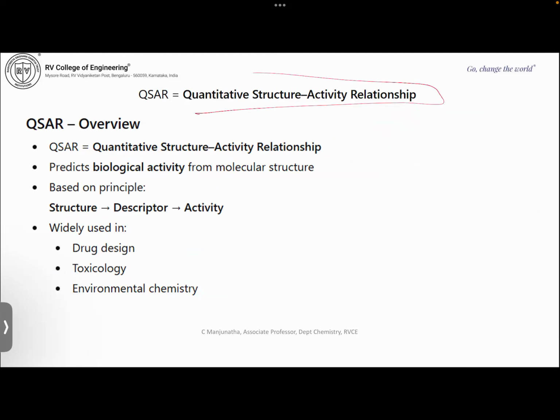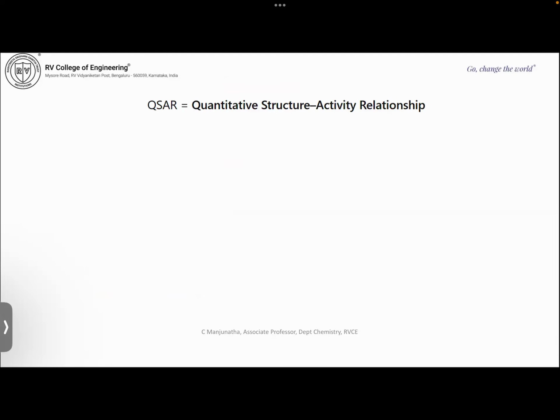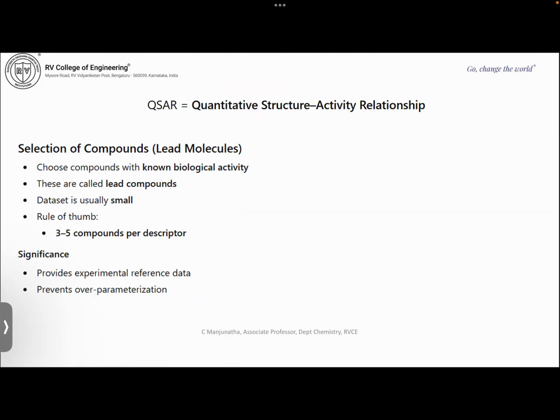So similarly, let us understand the QSAR, the quantitative structure activity relationship. It predicts the biological activity from a molecular structure. Again, it is the same: structure, descriptor, and activity. Instead of property, we will have activity. It's widely used in drug design, toxicology, and environmental chemistry. The first stage is similar: selection of the compounds. Choose compounds with known biological activity, called lead compounds. The data set is usually small, at least 3 to 5 compounds per descriptor.